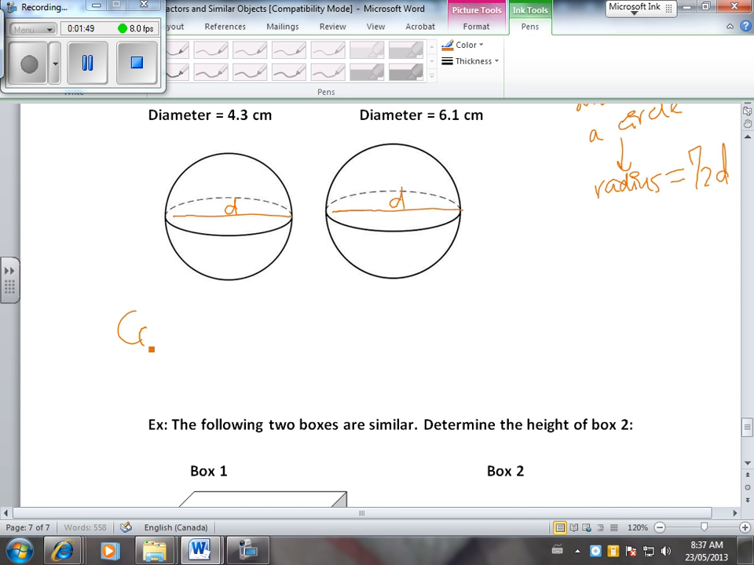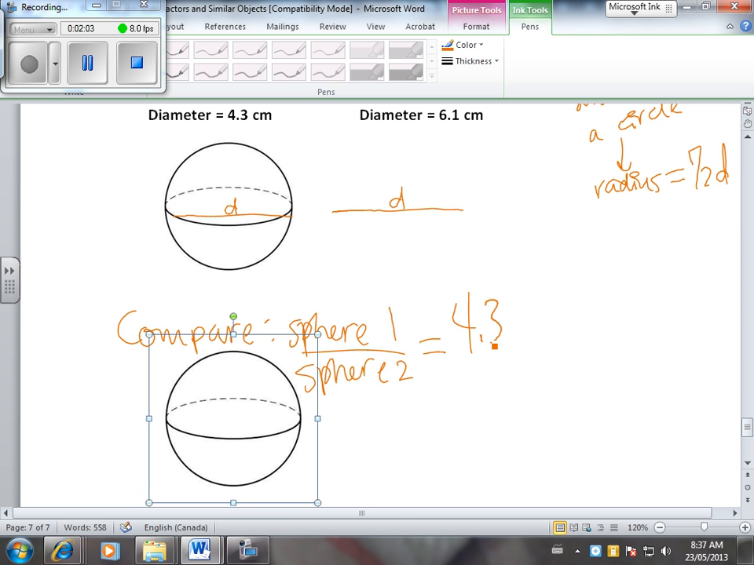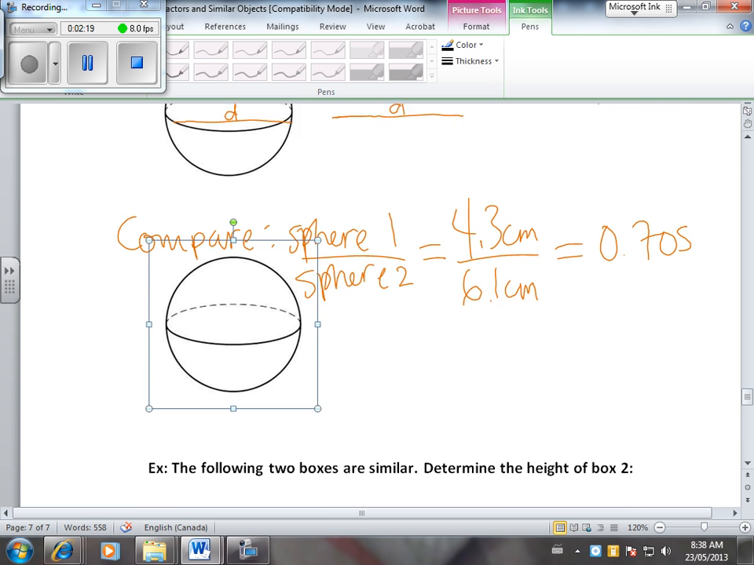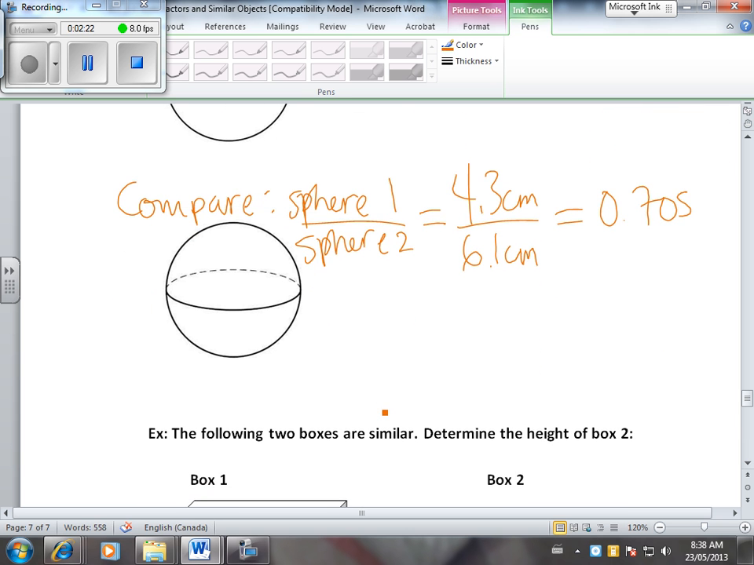So if we compare sphere 1 to sphere 2, we get 4.3 centimeters over 6.1 centimeters, and that gives us 0.705. Now, this doesn't really tell us anything, and we're only given one dimension, so we can't compare it to anything. And this is because of the rule stating that all spheres are similar.